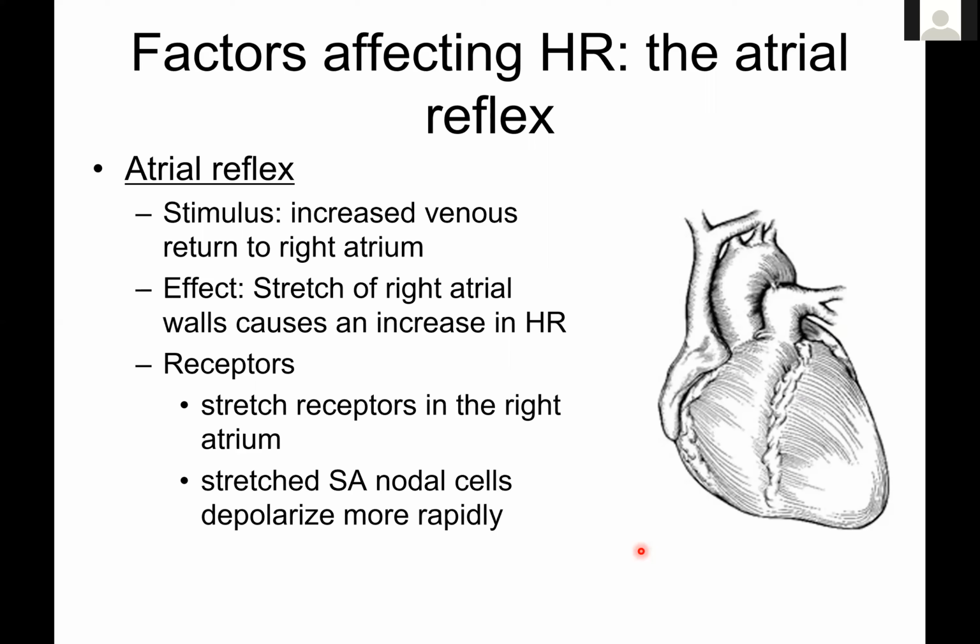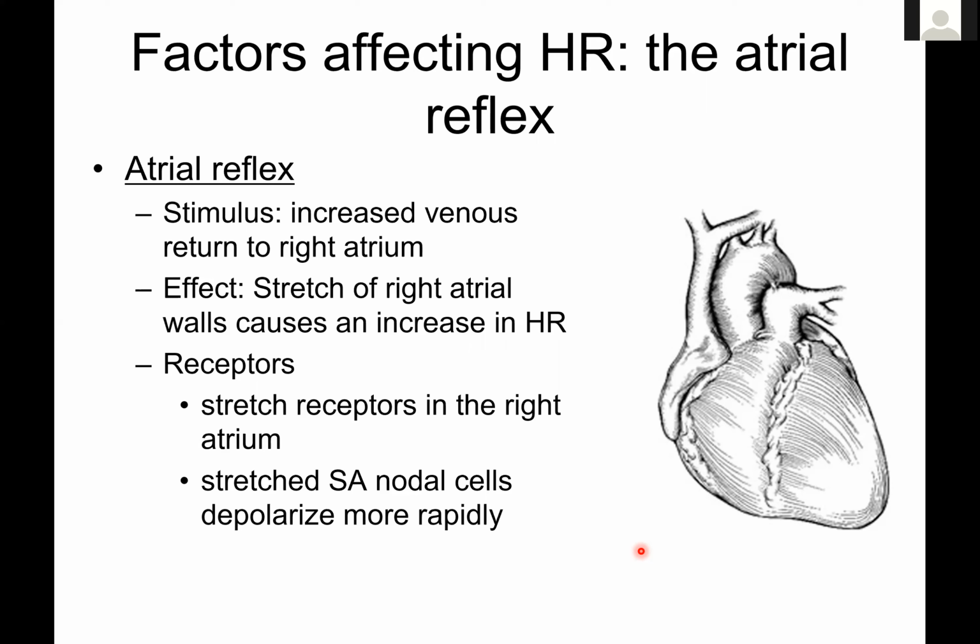So let's talk about the atrial reflex. So the atria receive venous return from your head, your pectoral area, and your arms via which vessel? There's two. This is the up one. All right, the answer is superior vena cava. And then everything else is drained by the inferior vena cava.